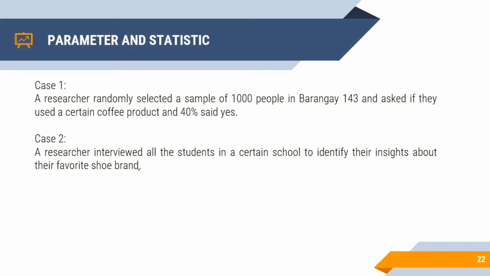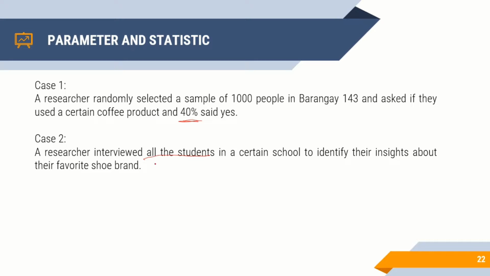So for the first case, the researcher measures a sample because only 40% out of the 1,000 people in Barangay 143 said yes. Now, in the second case, it measures the population since the researcher interviewed all the students. So the whole group of the population was interviewed.